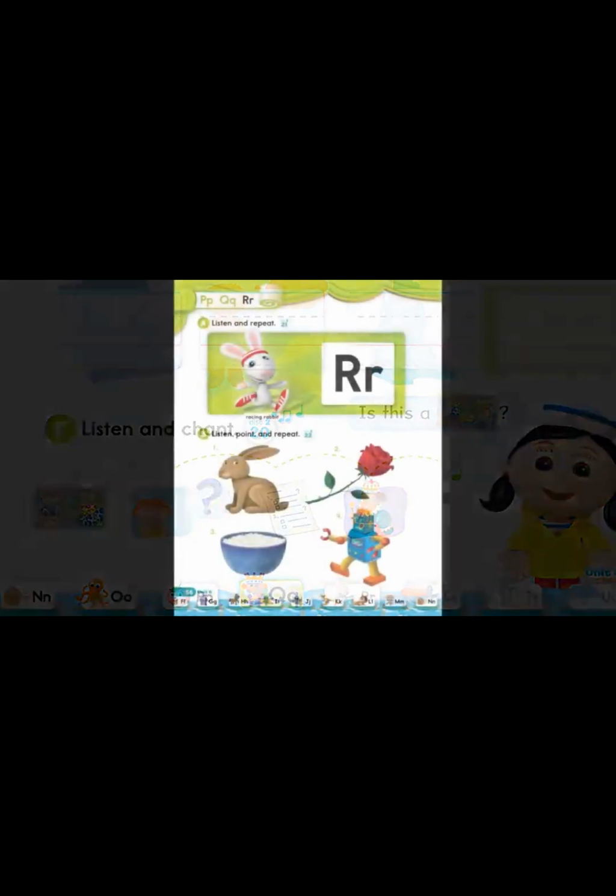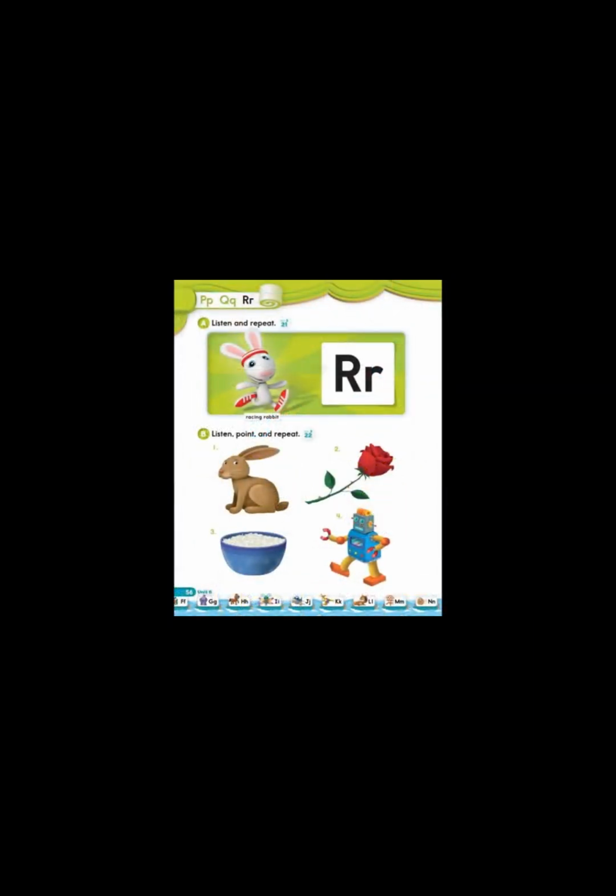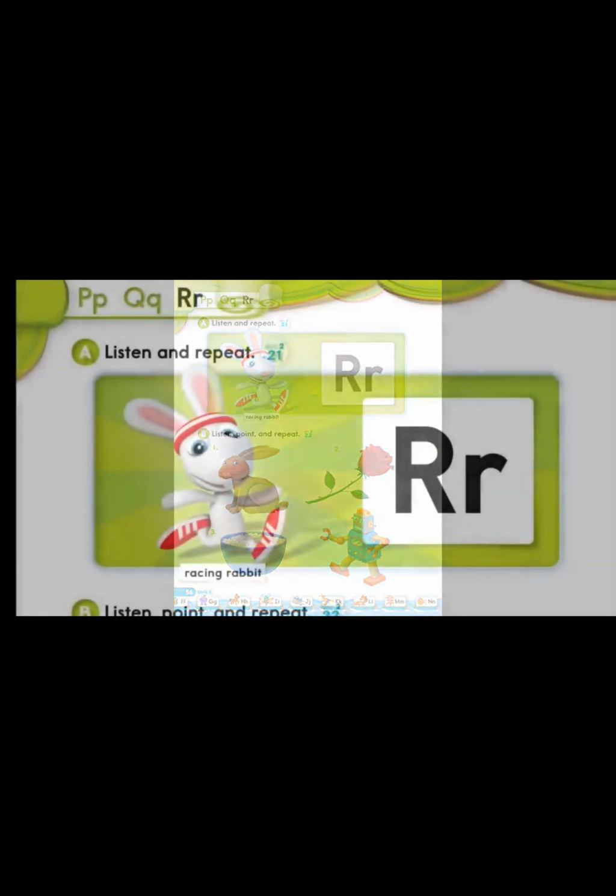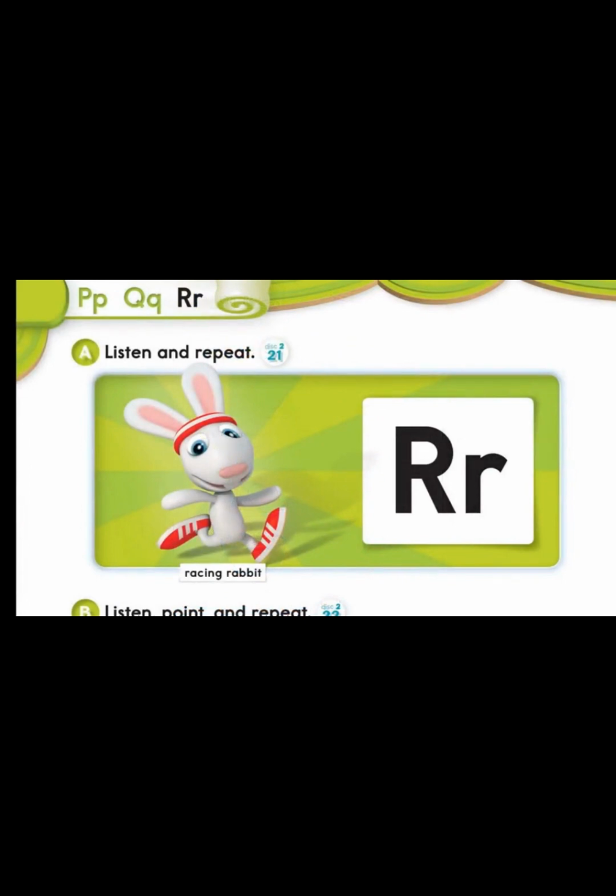Page 56. The letter R. A. Listen and repeat. Hello. I'm a racing rabbit. R. R. This is the r sound. This is the letter R. R. R. Racing rabbit. R. R. Racing rabbit. What's the beginning sound? R. What letter is this? R.